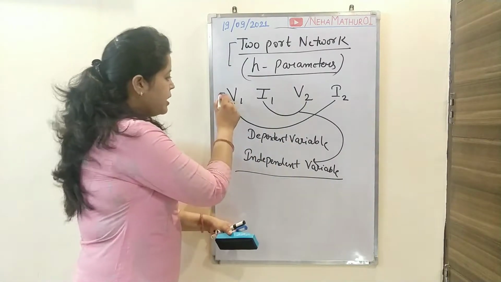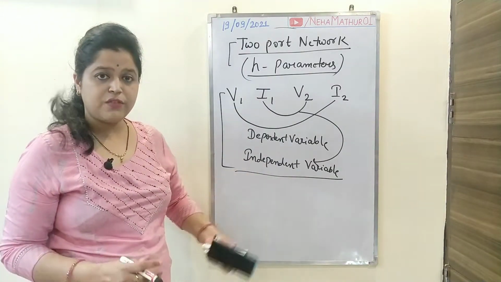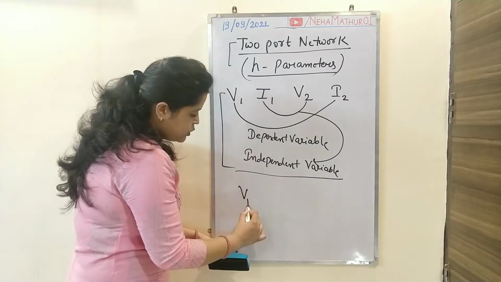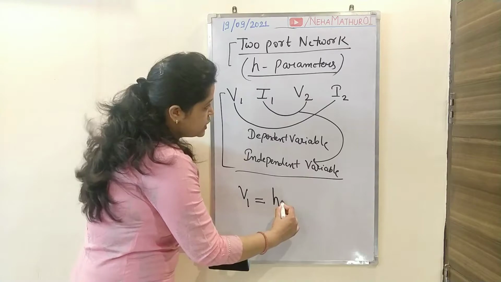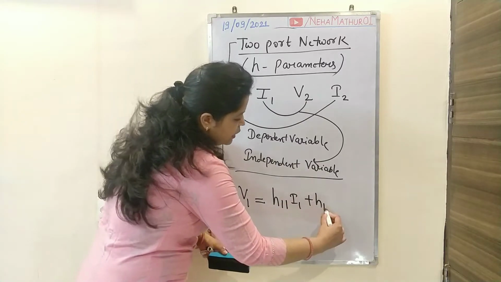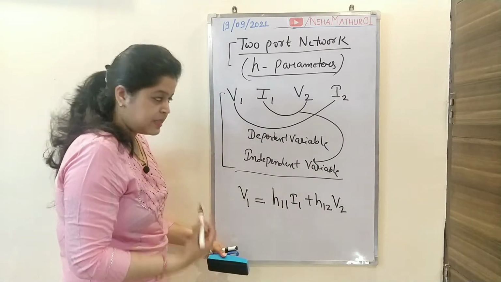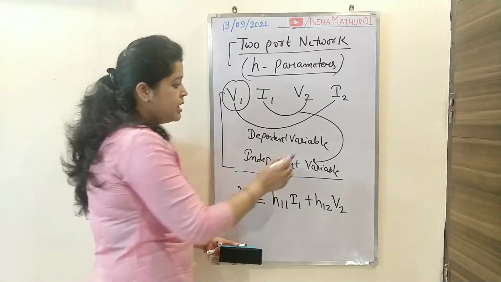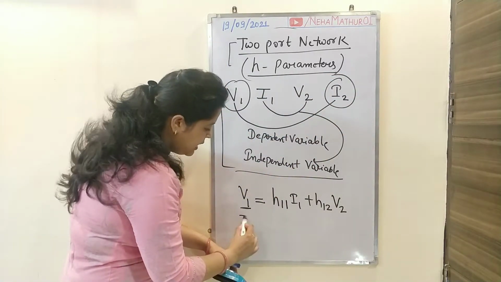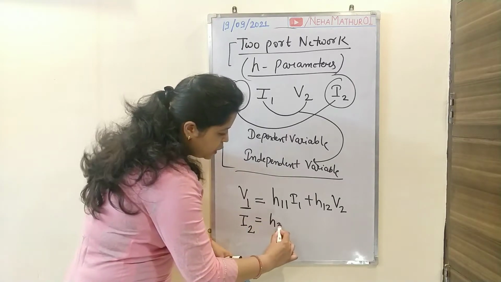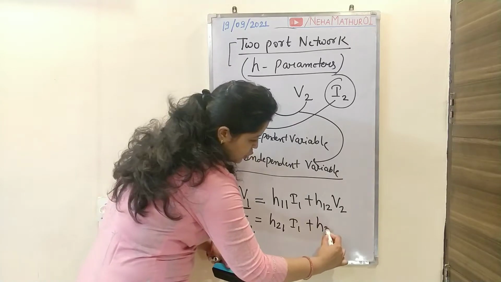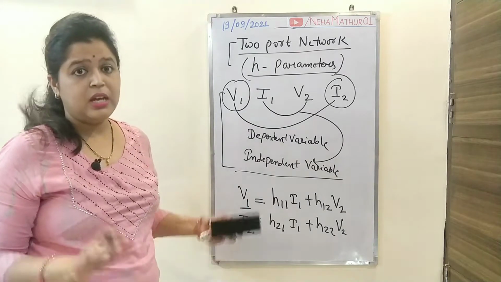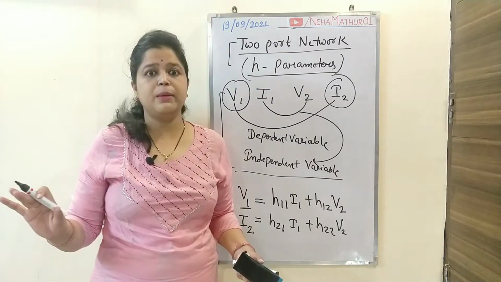Now this is the important consideration, and on behalf of this consideration we will have to write two equations, and the equations are going to be V1 is equal to H11 I1 plus H12 V2. Similarly, this is the dependent variable, so the first equation will start from V1. The second dependent variable is I2, so the second equation will be I2 is equal to H21 I1 plus H22 V2.